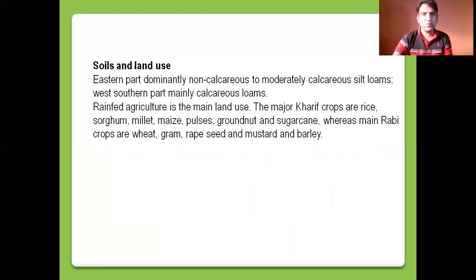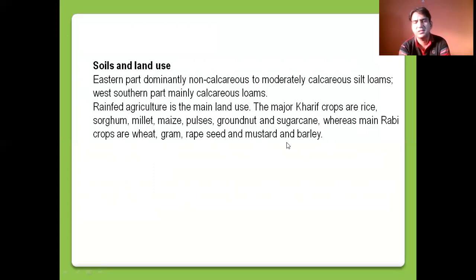We will see what the productions in terms of agriculture are. So these are the rain-fed agricultures. The major kharif crops are rice, sorghum, millets, maize, pulses, groundnuts, and sugarcane, whereas the main rabi crops are wheat, gram, rapeseed, and mustard.